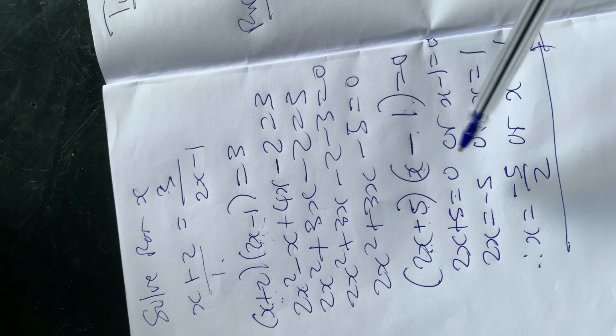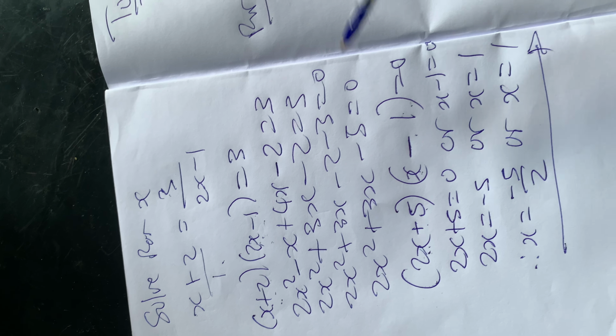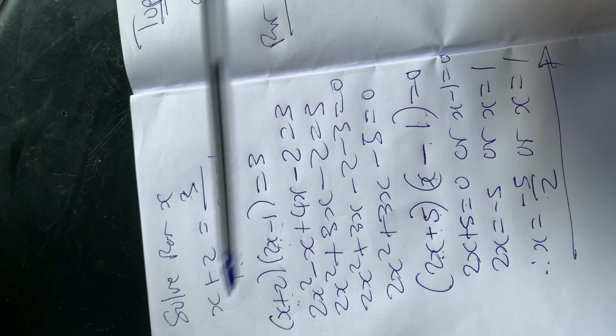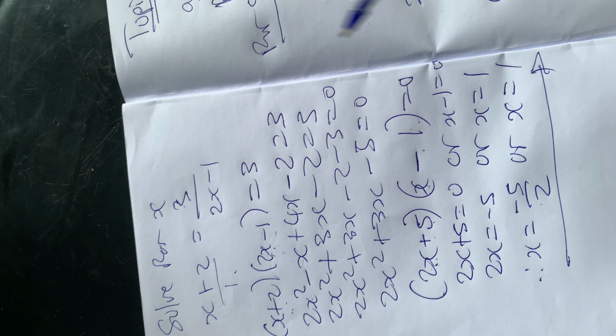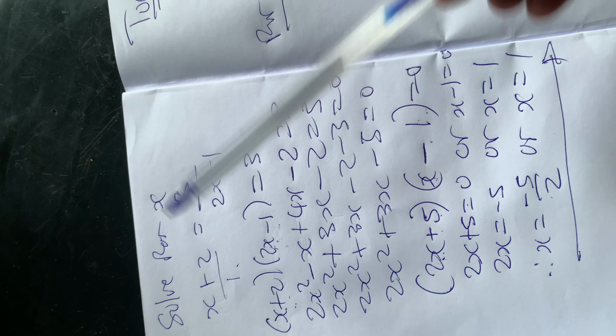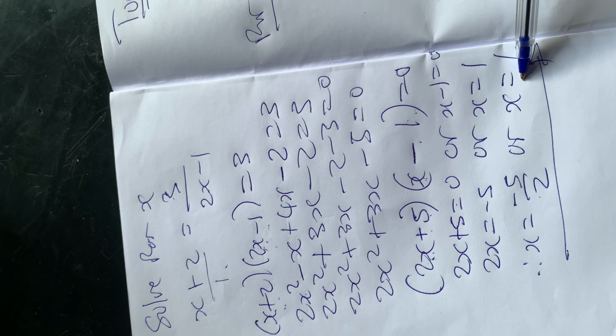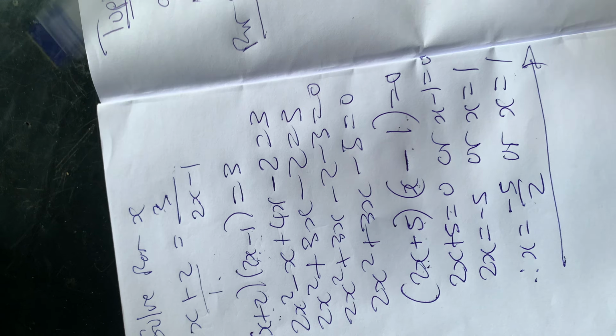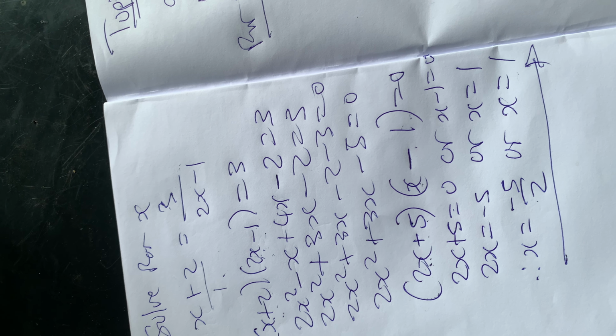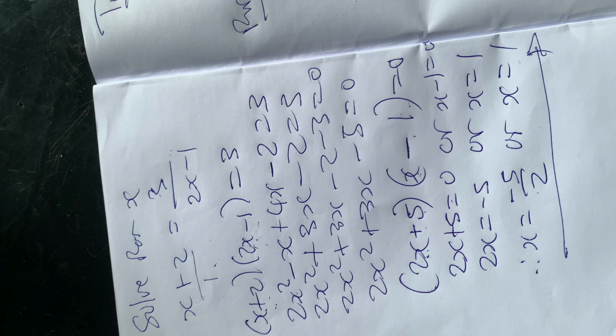You can also verify. If you want to verify, then you substitute minus 5 over 2 where there is x. Then you check if the two sides are equal. And you also substitute 1 and check if the two sides are also equal. And that's how we do this kind of problem.